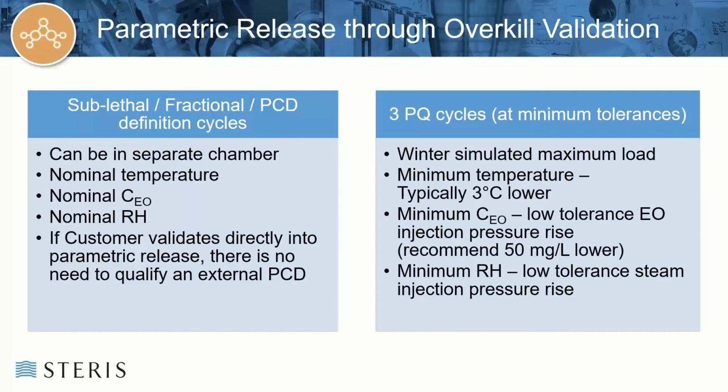Next, you would move to your PQ cycles for both half cycle approach and cycle calculation approach. The important factor is to include your winter simulated maximum load. From your minimum temperature, you would typically lower this by 3 degrees. Your concentration, you would target the low tolerance of your EO pressure rise. Essentially what this means is the recommended is 50 milligrams per liter lower. And for your humidity, you would target your low tolerance on your steam injection pressure rise.